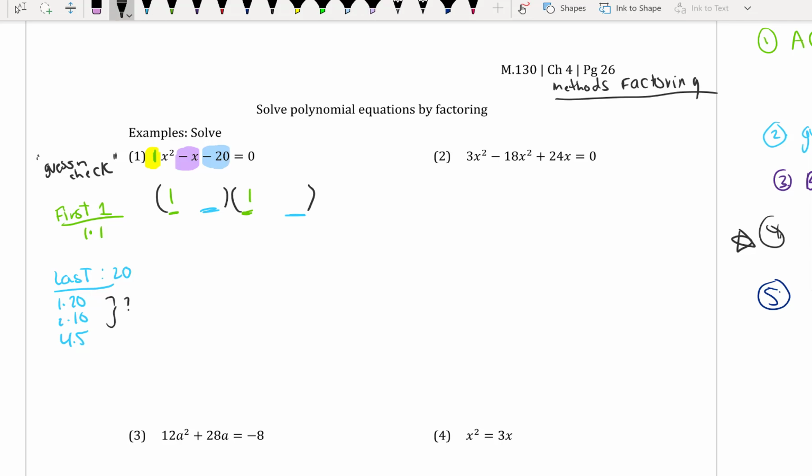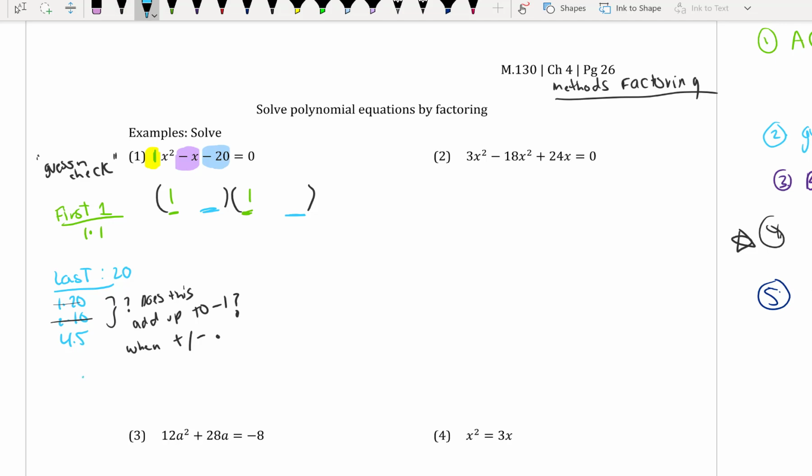So I'm obviously constantly thinking, does this add up to -1 when adding or subtracting? So let's see if this actually happens. Well, with 1 and 20, there's no way I'm going to get a -1, so I know that combination won't work. 2 and 10, well, 10 minus 2 is 8, so there's no way that's going to add up to a -1. What about 4 and 5?